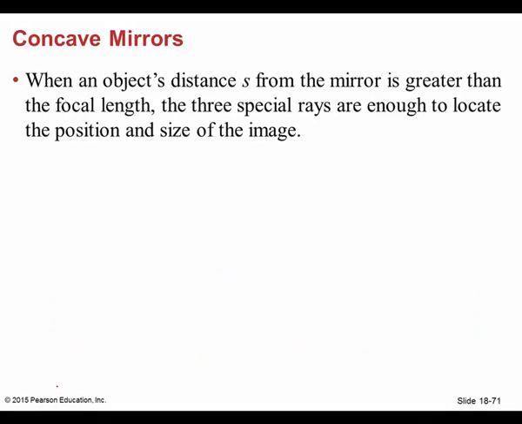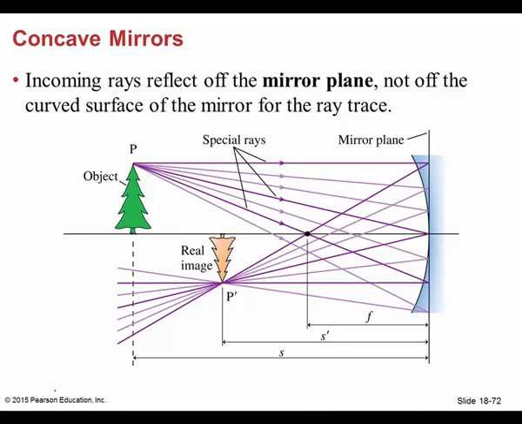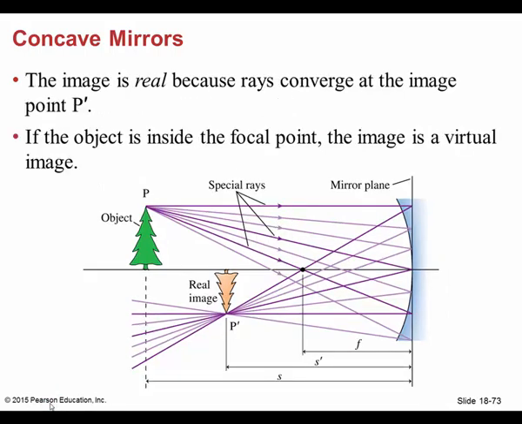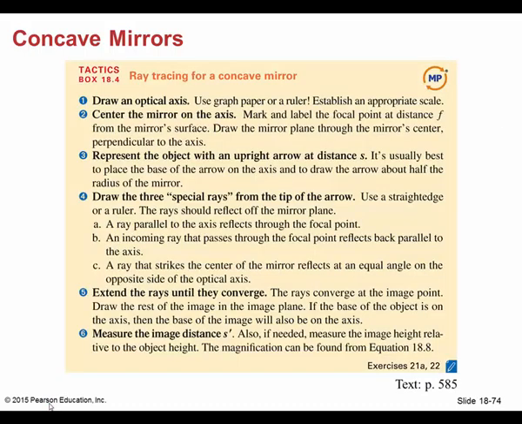And so when an object's distance S from the mirror is greater than the focal length, 3 special rays are enough to locate its position, and there you go. Okay, well, they actually drew more than 3. All right, so let's look at these drawings. Okay, again, here's how we draw the rules for drawing.